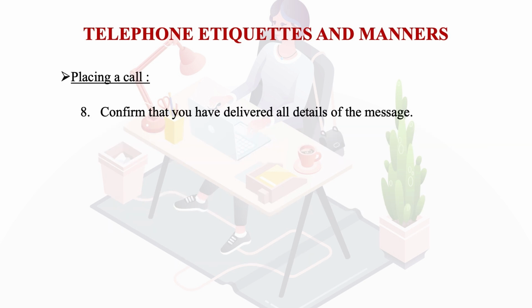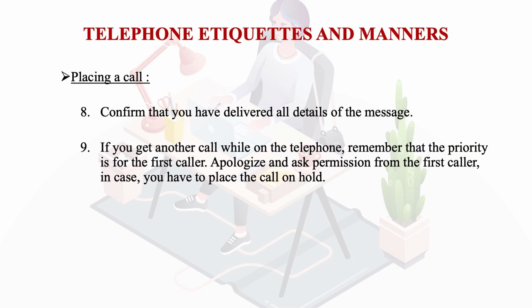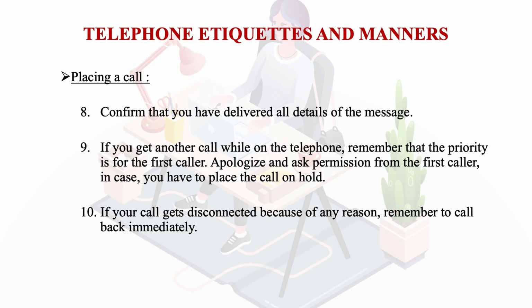Confirm that you have delivered all the details of the message. If you get another call while on the telephone, remember that the priority obviously is for the first caller. Apologize and ask permission from the first caller in case you have to place the call on hold. Now, if your call gets disconnected because of any reason, remember to call back immediately.